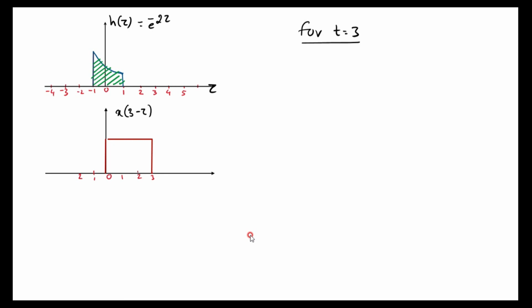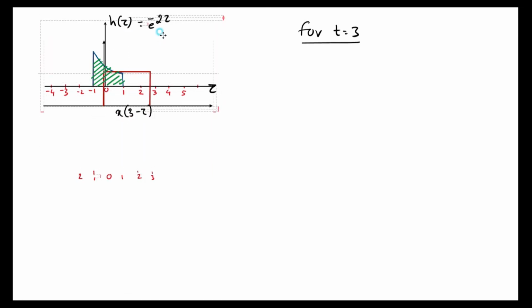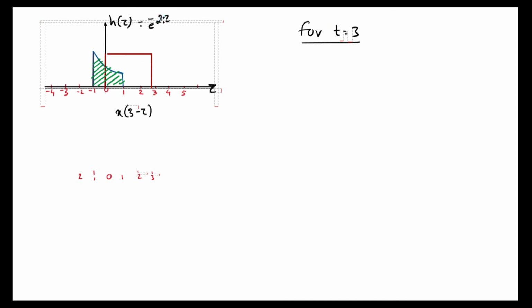So here we can see that this is x of 3 minus tau. Now observe x of 3 minus tau and h of tau signals. I will try to place the x of 3 minus tau signal on the h of tau signal. So I have placed the x of t minus tau signal on the h of tau signal. The area from 0 to 1 is overlapped. That is, this portion is overlapped. Therefore, now we can find the y of 3 value.